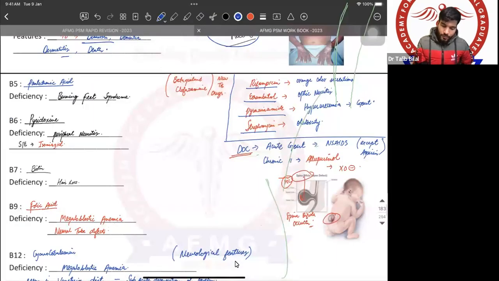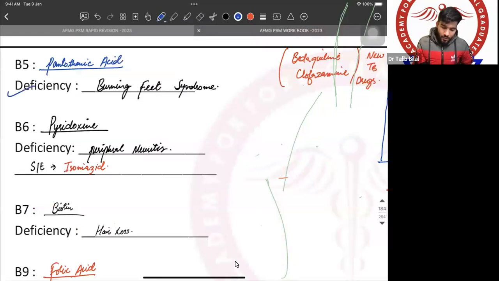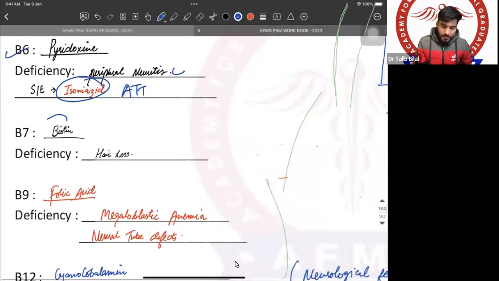Then deficiency of pantothenic acid will cause burning feet syndrome. Pyridoxine causes peripheral neuritis, due to the ATT drug isoniazid, guys. B7 is biotin and it causes hair loss. Right? Then in dermatology, we have already discussed hair loss, guys. Three phases. If there is a hair disorder due to typhoid, what will the answer be, guys? Telogen, right? Due to chemotherapeutic drugs, pregnancy and all, you have discussed that.